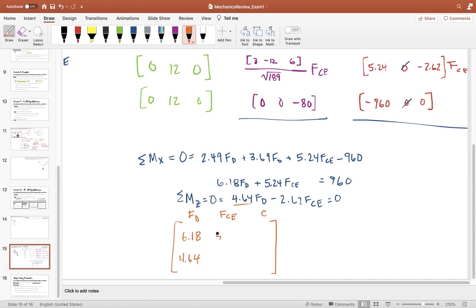5.24 and then negative 2.62. Beautiful. Negative 2.62. And then constants are the same thing. You just write the top one and then the bottom. And 0. Okay, so once you've made this matrix, right?